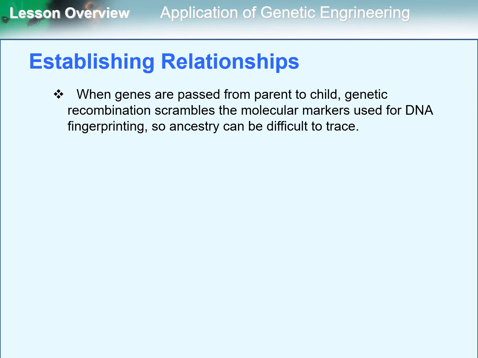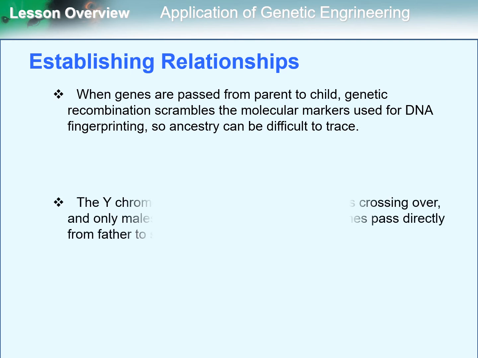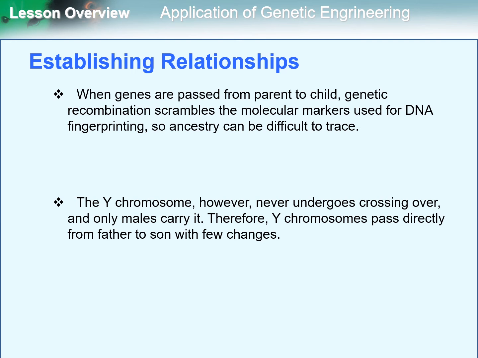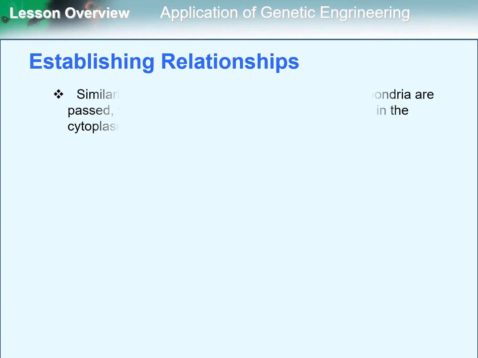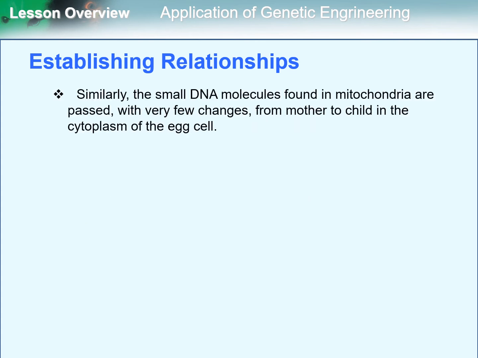When genes are passed from parent to child, genetic recombination scrambles the molecular markers used for DNA fingerprinting, so ancestry can be difficult to trace. The Y chromosome, however, never undergoes crossing over, so only males carry it. Therefore, Y chromosomes pass directly from father to son with few changes. Similarly, the small DNA molecules found in mitochondria are passed with very few changes from mother to child in the cytoplasm of the egg cell.